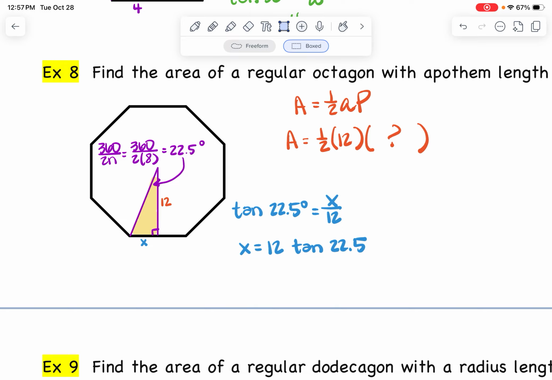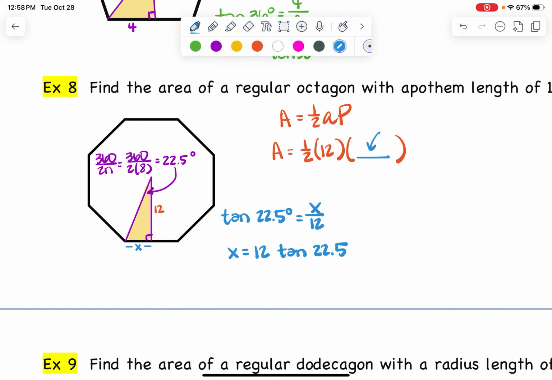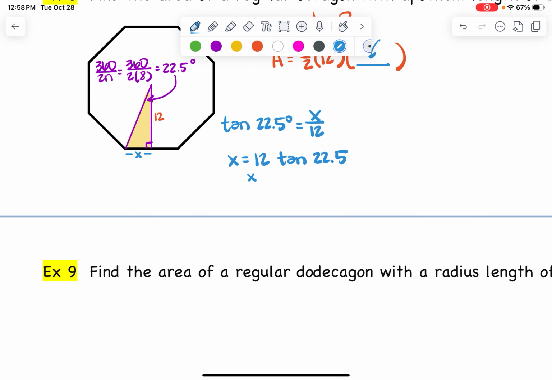Now, here's where you want to be really careful. You've got to actually understand what's going on here. We're looking for the missing perimeter, right? We're going to fill out something up right here. Well, perimeter is the distance all the way around, right? But all we found was this little piece right here. And what is he? He's half of a side, right? Well, I need the full side length. So what am I going to do? Well, I'm going to double this, which gives me 24 tan 22.5.